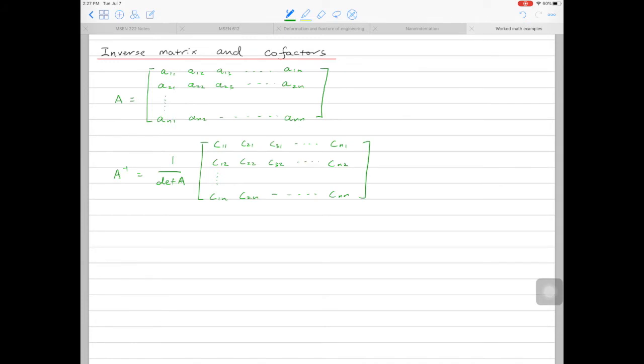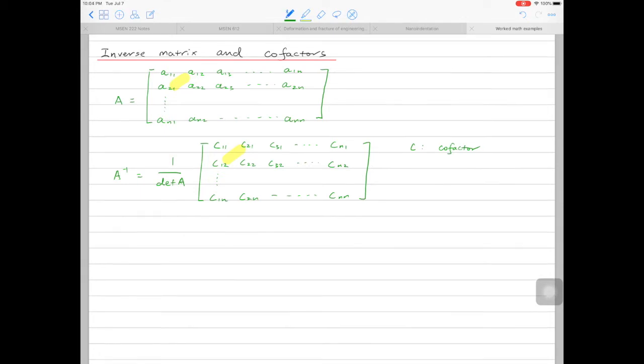There are two things I'd like to talk about here. The first is C is called the cofactor. The second thing is, if we pay close attention to the entries, you can see the orders are switched. In the original matrix, in the first row, second entry is A12, but in the new matrix, the first row, second entry is C21.